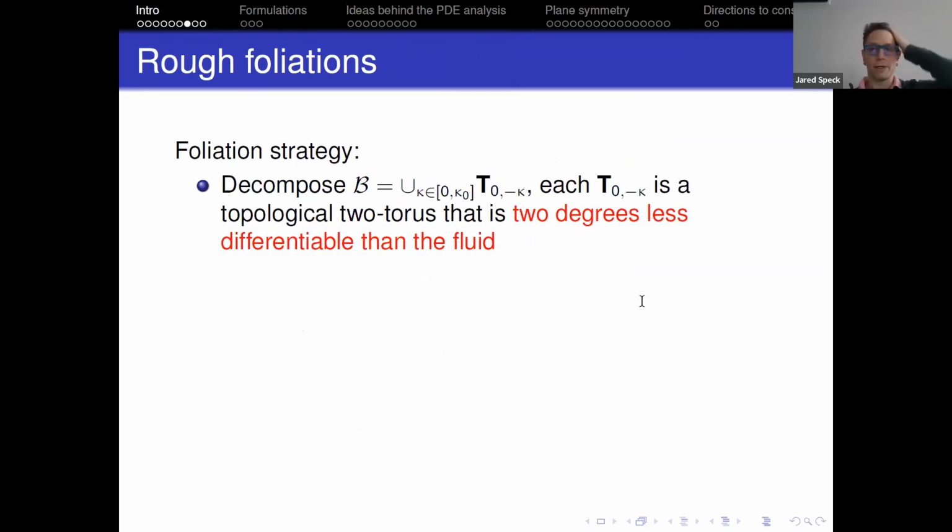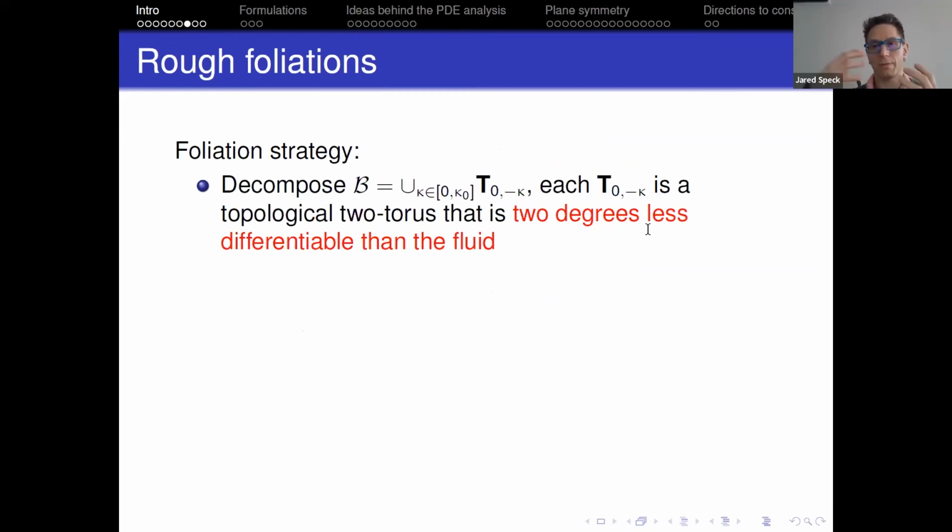Okay. So to reiterate, the strategy is to decompose the singular boundary into these topological tori. Each torus, as it turns out, ends up being 2 degrees less differentiable than the fluid. So these can be thought of as rough hypersurfaces. These are provably 2 degrees less differentiable.